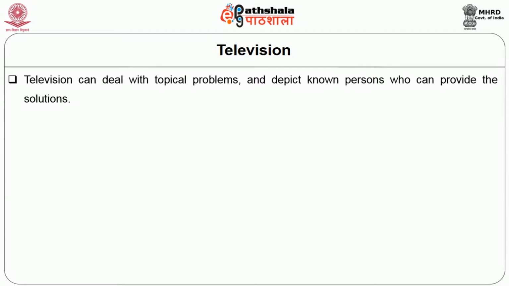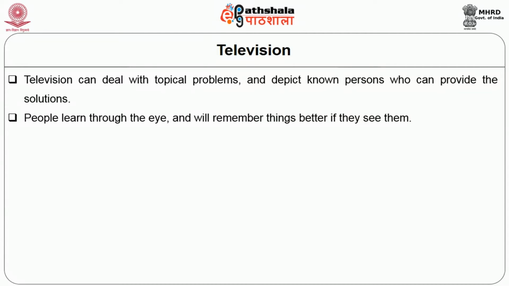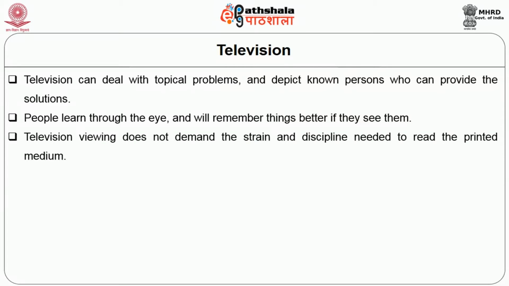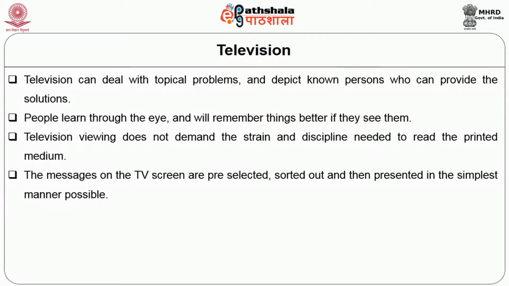Television can deal with topical problems and depict known persons who can provide the solutions. People learn through the eye and remember things better if they see them. Television viewing does not demand the strain and discipline needed to read the printed medium. The messages on the TV screen are pre-selected, sorted out, and then presented in the simplest manner possible. Demonstrations, the need in the farm extension, are brought to the farmer by television. This has great value in adopting better farm practices. Apart from the evidence by their own eyes, farmers also respond readily to what is said, especially by other farmers, and if the same points that extension people make in interpersonal communication are highlighted, the combination is doubly effective.